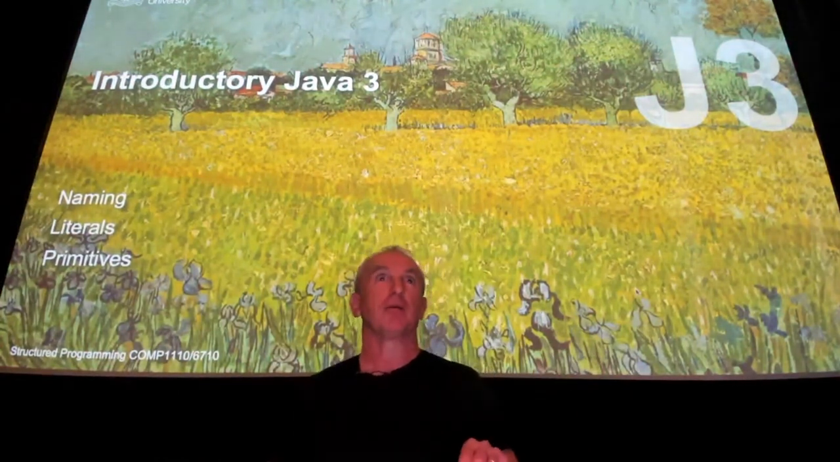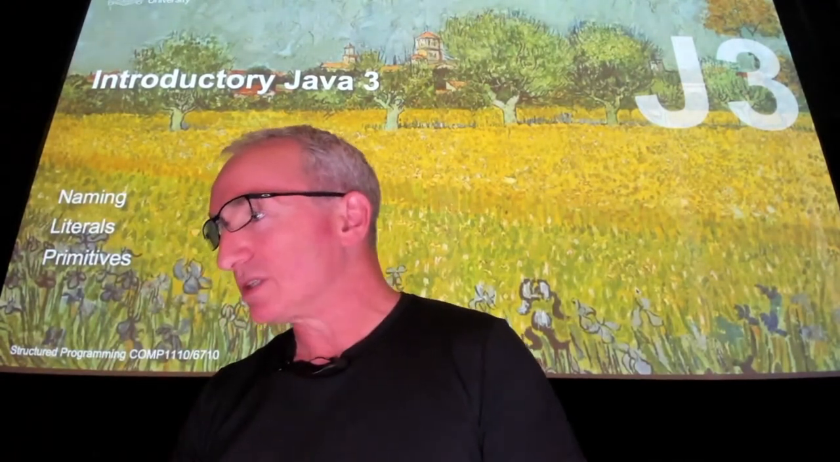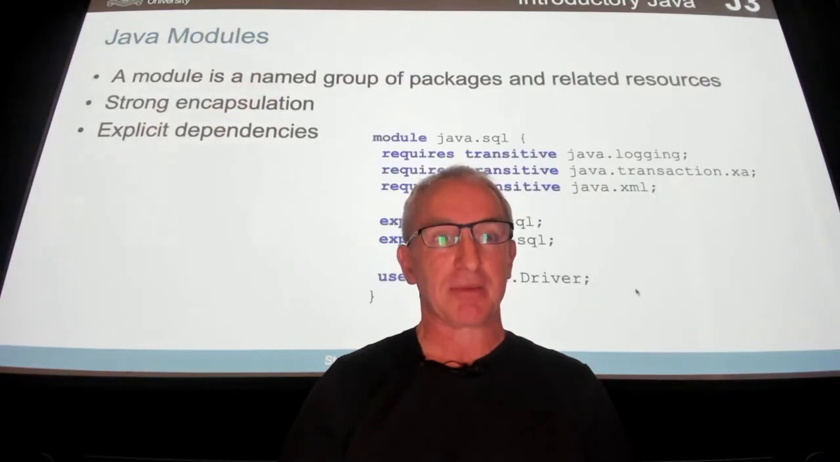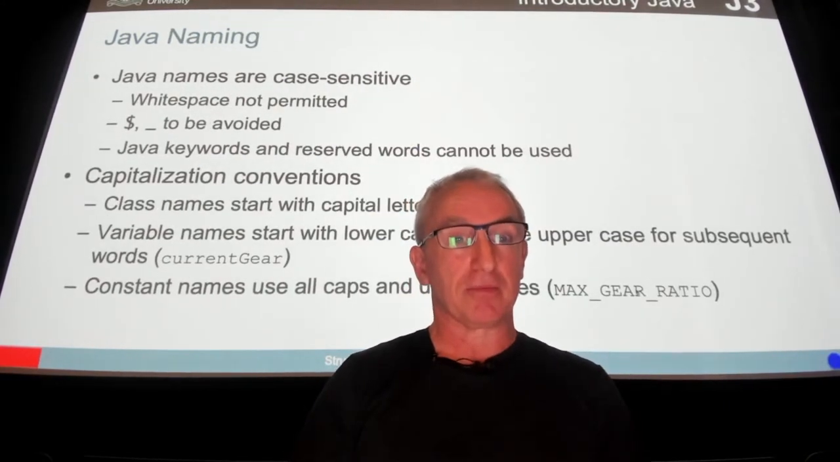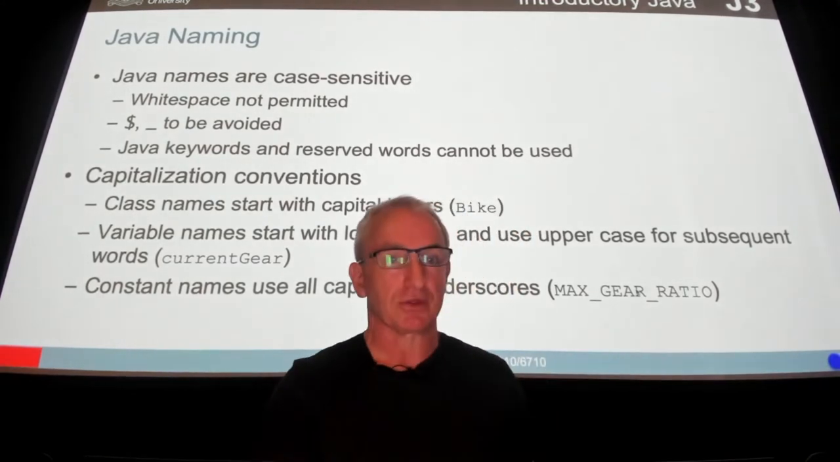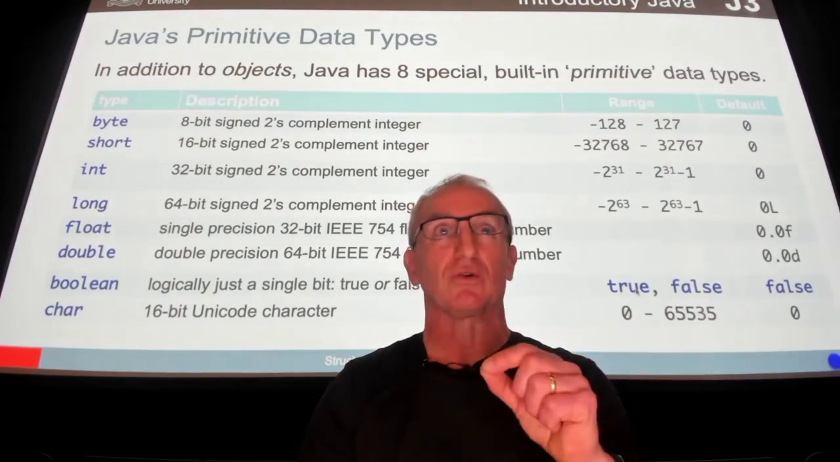And with that, we're going to go back to where we were in Monday's lecture. We were talking about introductory Java. We went through all this, and just one second, I need to bring up my Piazza page over here. We were talking about all this here, and we went through these slides, and we talked about naming, modules, packages, variables, case sensitivity and so forth in Java names, capitalization conventions, all this sort of stuff, primitive data types. We quickly touched on all this.